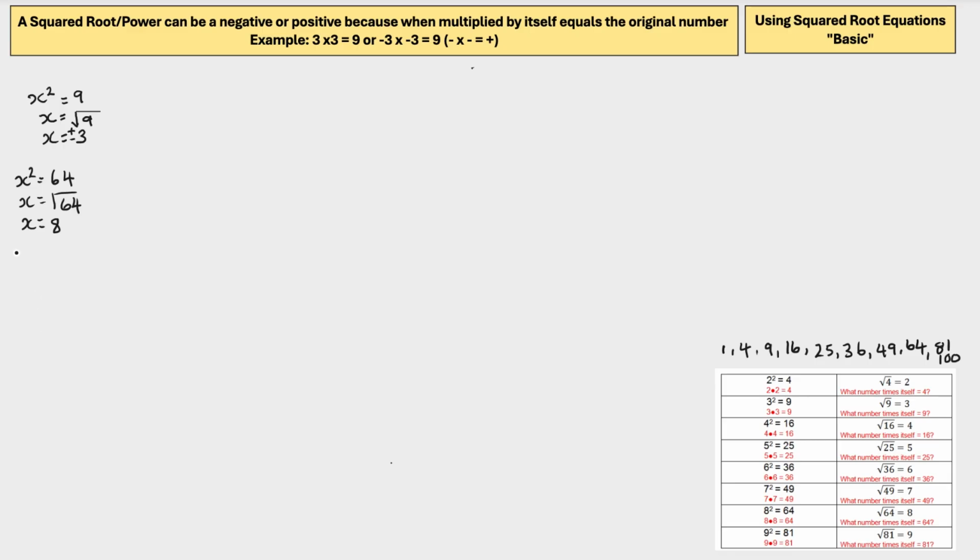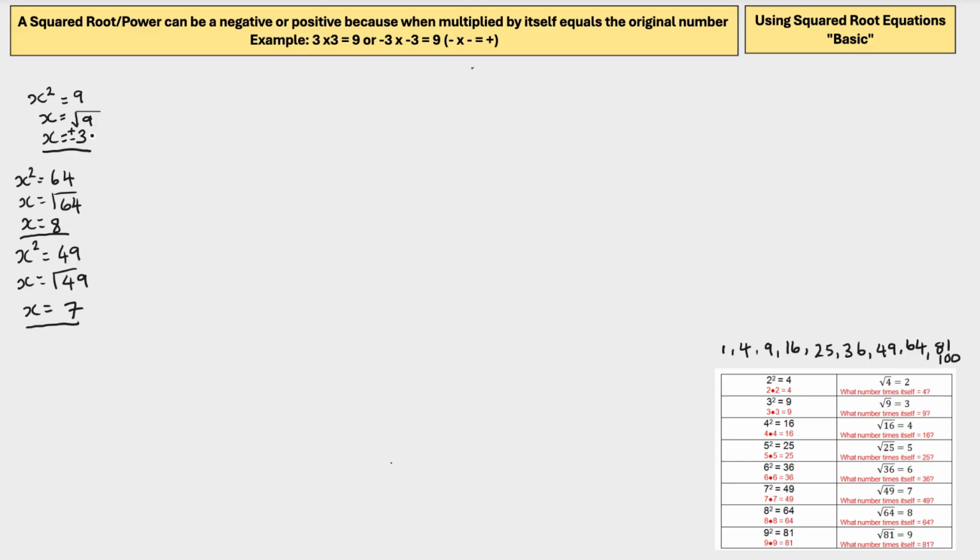And let's do another common one. X squared equals 49. So let's take the square over. And the square root of 49 is 7, because 7 times 7 equals 49. Okay, so they're really basic. I haven't really given you much space there. I hope you get it.